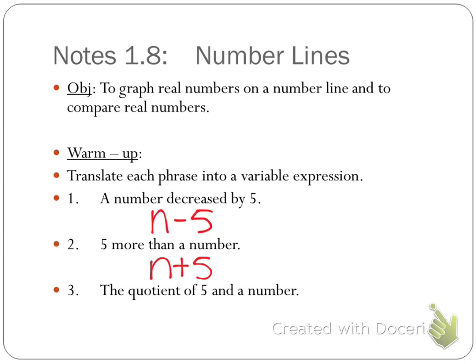The quotient of 5 and a number. Lexi. 5 divided by n. Very good. So with division, our order matters. So if we see quotient of, we've got to go in the order they gave us. 5 over n. Or if you prefer, you can use the old school division symbol. Whichever one you like.